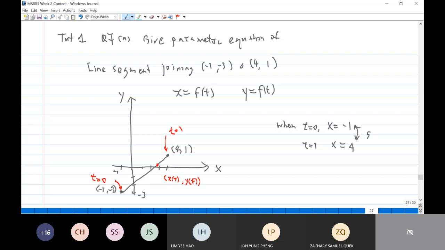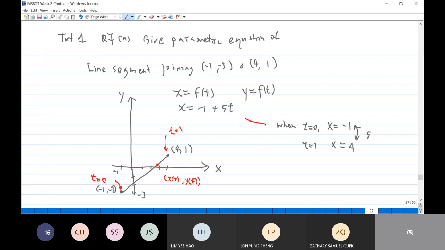Okay, 5. Correct? Minus 1 to 4 is 5, right? So I can put the difference as an equation there. So x equals, start with minus 1, when t equals 0, x equals -1, plus 5t. You see that when t equals 0, you get minus 1. When t equals 1, you get minus 1 plus 5, you get 4, right? Correct. You try to fit the data. So you see that I get this one.